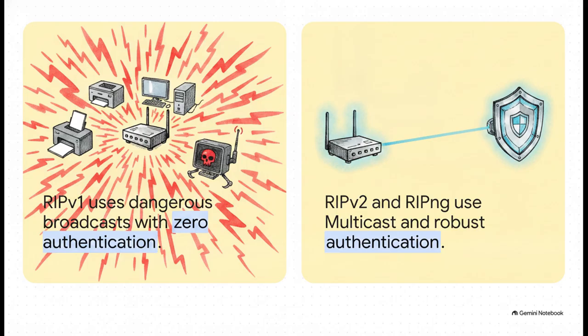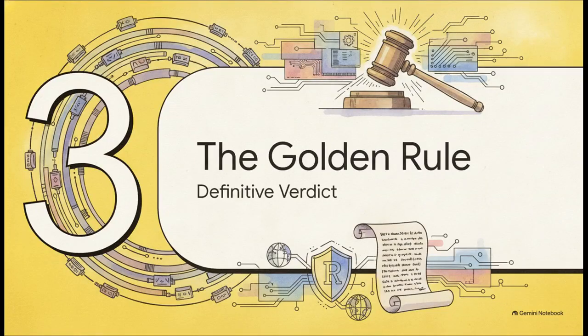Now contrast that with RIPv2 and RIPng. They use targeted multicast. RIPv2 uses 224.0.0.9 and RIPng uses FF02::9. So only actual RIP routers even bother looking at the updates, which saves so much overhead. Toss in that MD5 or IPsec authentication, and you guarantee that only trusted routers are allowed to mess with your routing decisions.